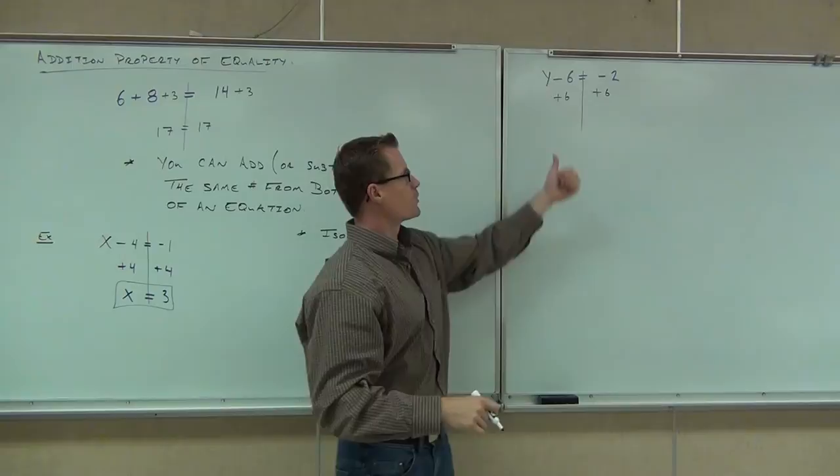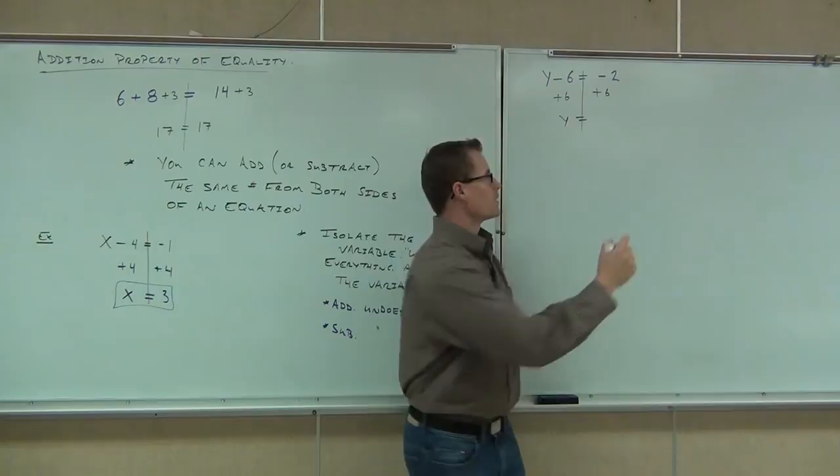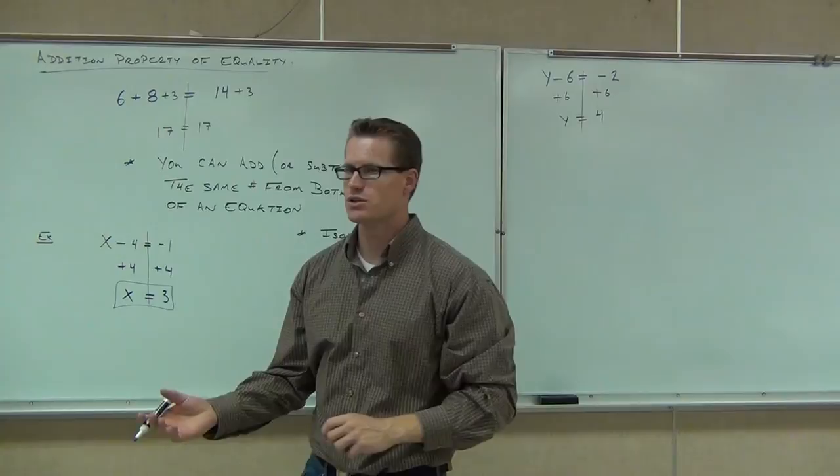On the left-hand side, what are we going to be left with, folks? Y. Perfect. On the right-hand side, we can use a different addition rule. They have different signs. Sign of the bigger number, you're going to get how much? 4. Again, could you check your work? Yes. Plug that in there. 4 minus 6 is certainly negative 2, so at least we should be checking that mentally.